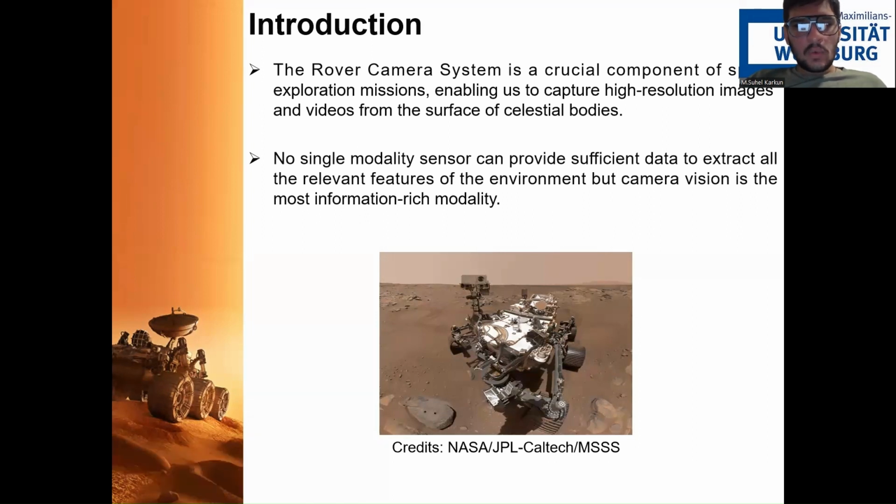So, what is the rover camera system? The rover camera system is a crucial component of space exploration missions, enabling us to capture high-resolution images and videos from the surface of celestial bodies. No single modality sensor can provide sufficient data to extract all the relevant features of the environment, but camera vision is the most information-rich modality compared to any other sensors.